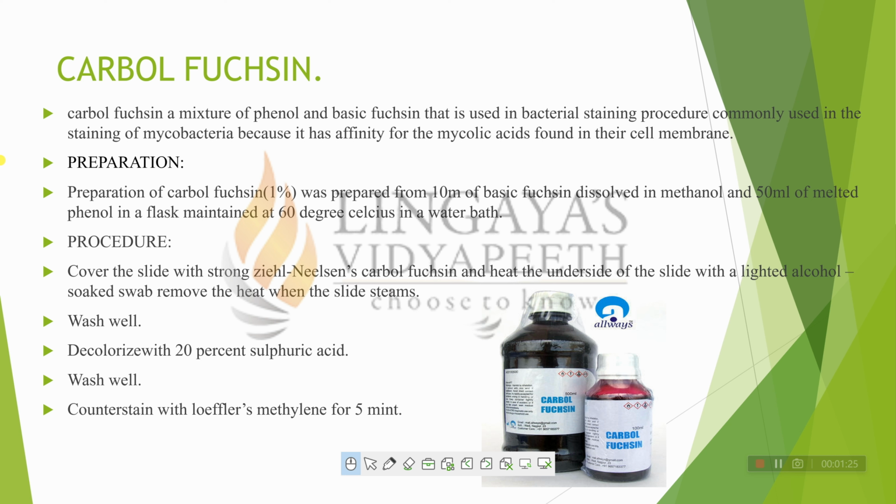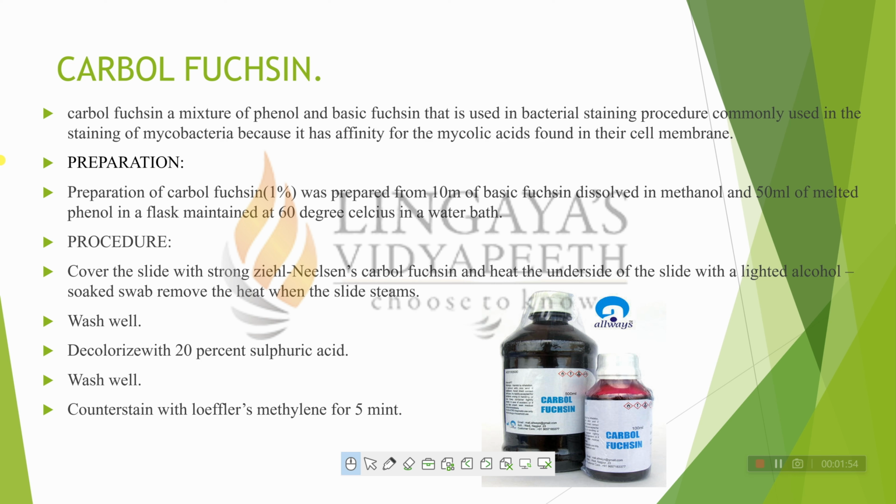So it is clear that carbol fuchsin is a reagent which is commonly used for staining of bacteria. It is generally used for the acid-fast bacilli staining, the AFB stain. Why is it used for the AFB stain? Because this carbol fuchsin reagent has its affinity for the mycolic acid which is found in the cell membrane of the acid-fast bacteria. Now the question arises: how do we prepare this carbol fuchsin?